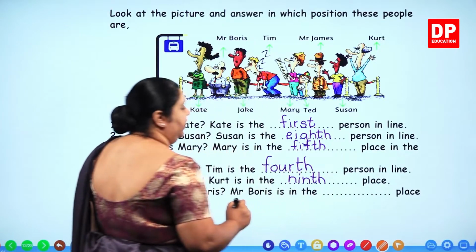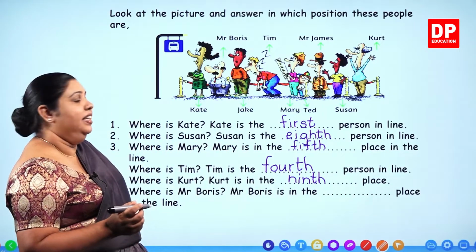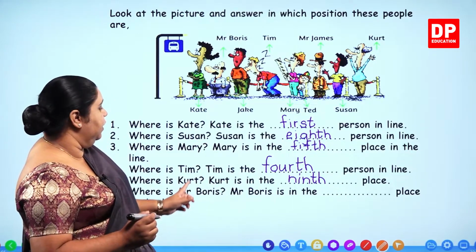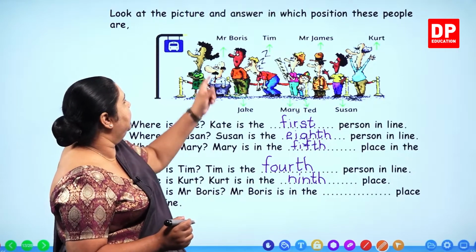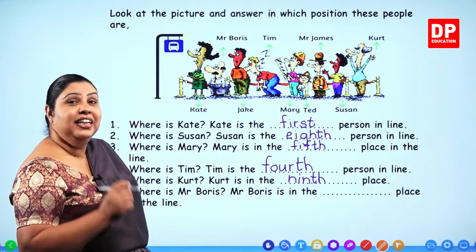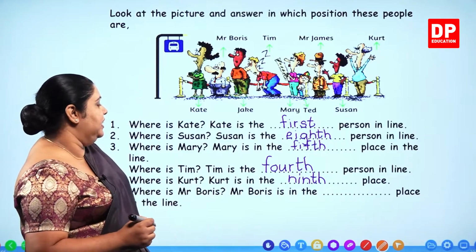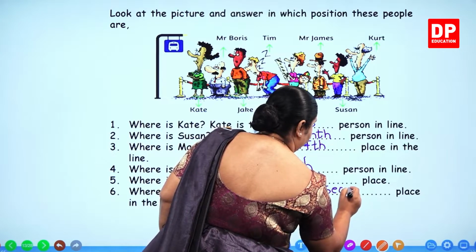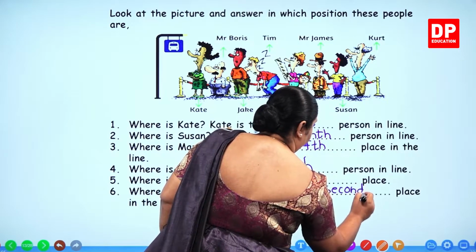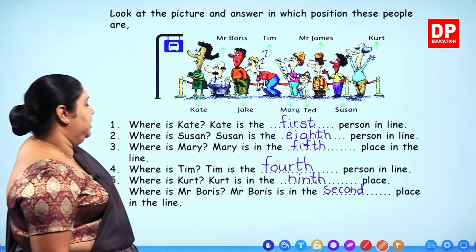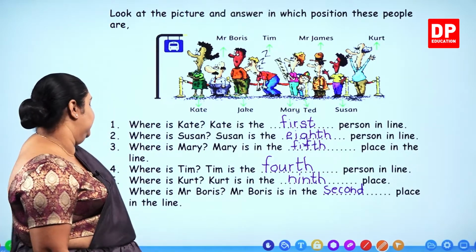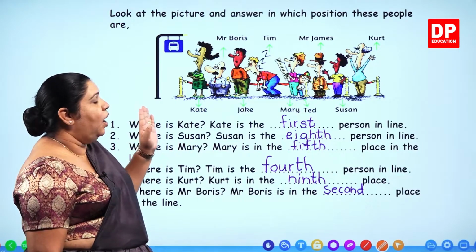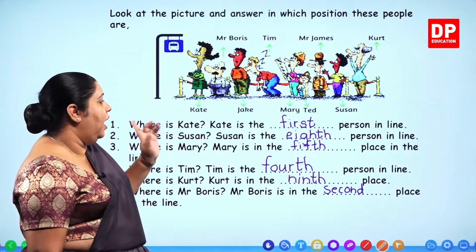N-I-N-T-H. We don't write N-I-N-E. Ninth. N-I-N-T-H. Ninth place. Where is Mr. Boris? Mr. Boris is over here as the second person. Mr. Boris is the second. S-E-C-O-N-D. Second place. Mr. Boris is in the second place in the line. Okay? Right. So now you know how to say the position and how to write them.